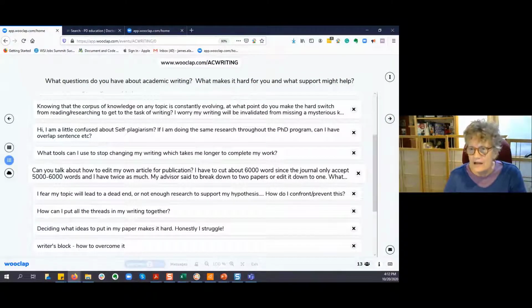It took me back. What tools can I use to stop changing my writing, which takes me longer to complete my work? What tools can I use to stop changing my writing? That might be that your words are slipping and sliding as you go, or that might be getting to a later revision stage earlier. So just to say, we write, we think, we read, we rewrite, we think, we revise. And have in your plans time to do all of those steps. And there's nothing I have ever learned that makes it easier.